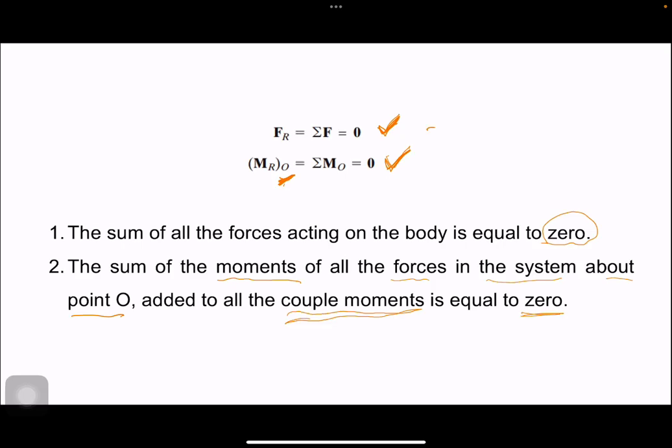Now these two equations are necessary and sufficient for equilibrium. Necessary and sufficient for equilibrium. Okay.